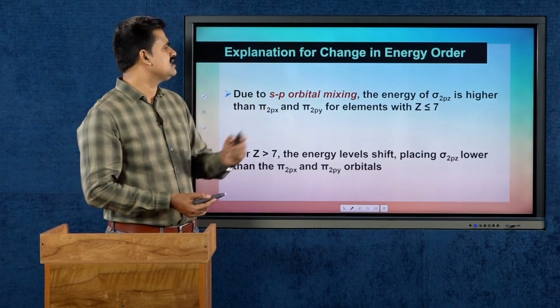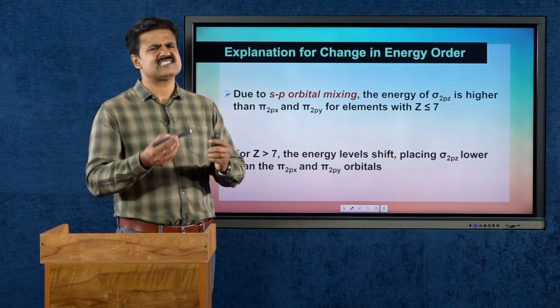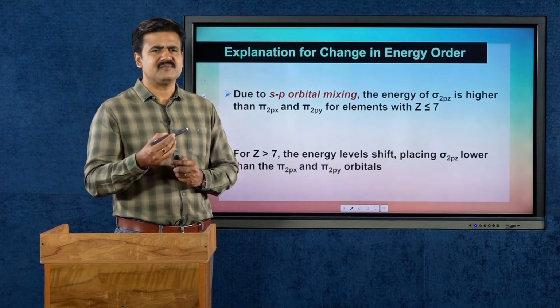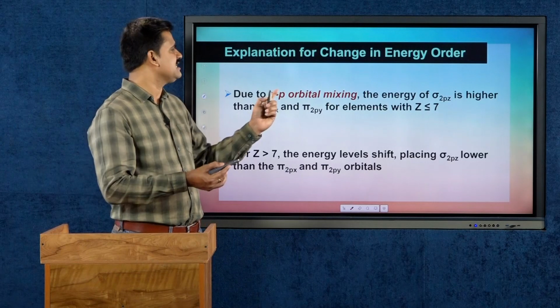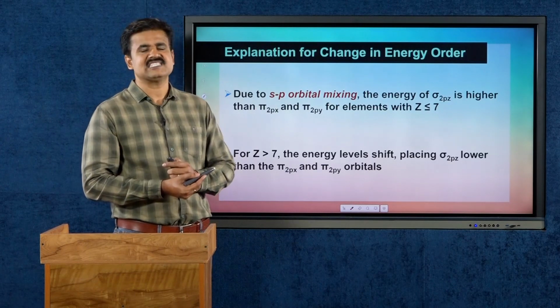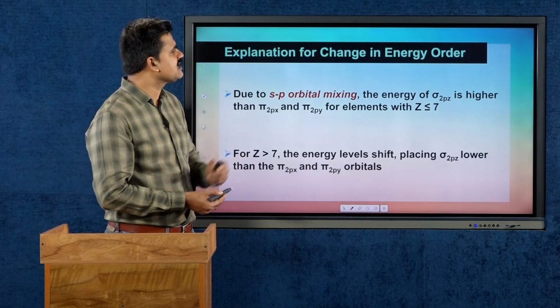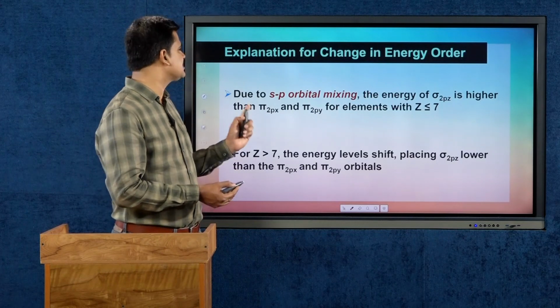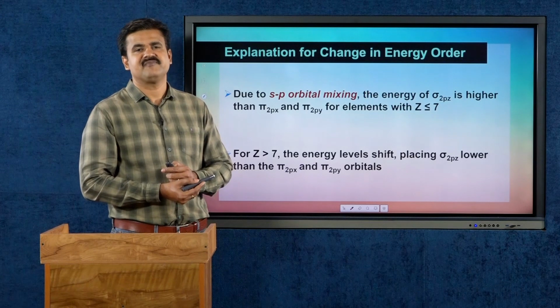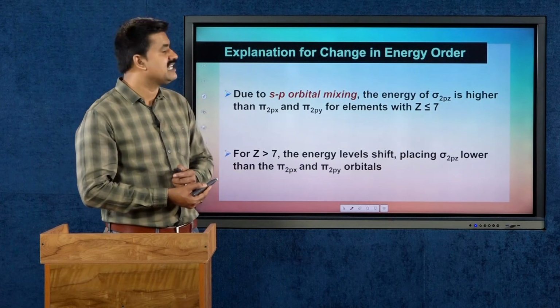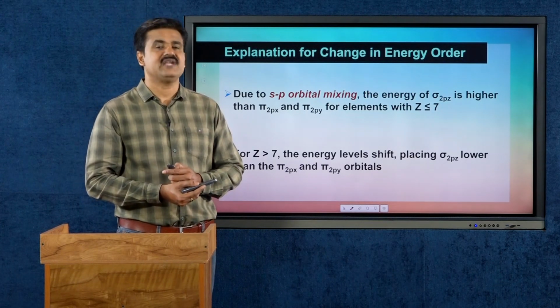Due to sp orbital mixing, that is, the s orbital may mix with the p orbital, that is taken as sp orbital mixing. The energy of the sigma 2p is higher than pi 2px and pi 2py for the elements with atomic number less than or equal to 7, that is, up to nitrogen.